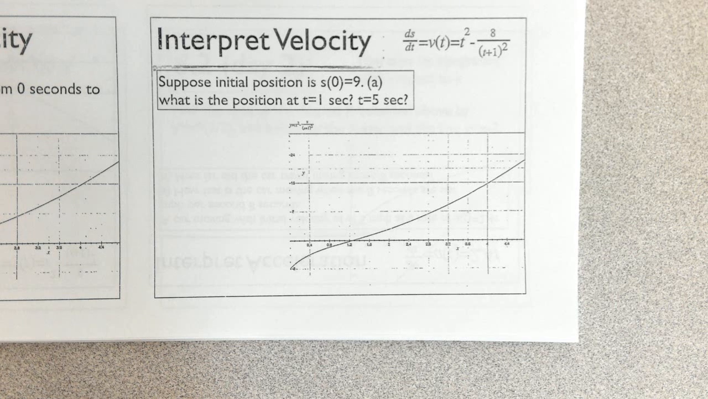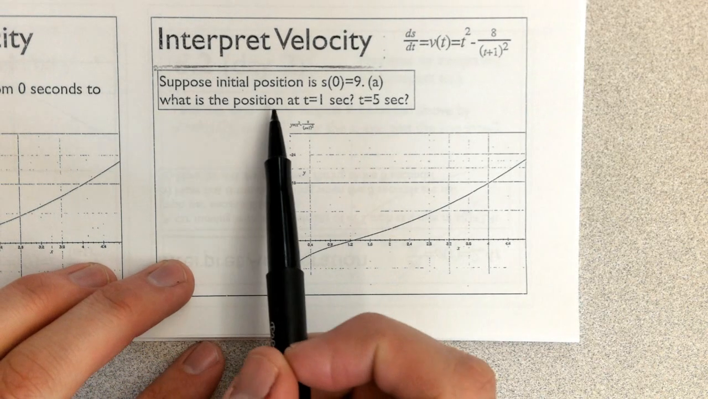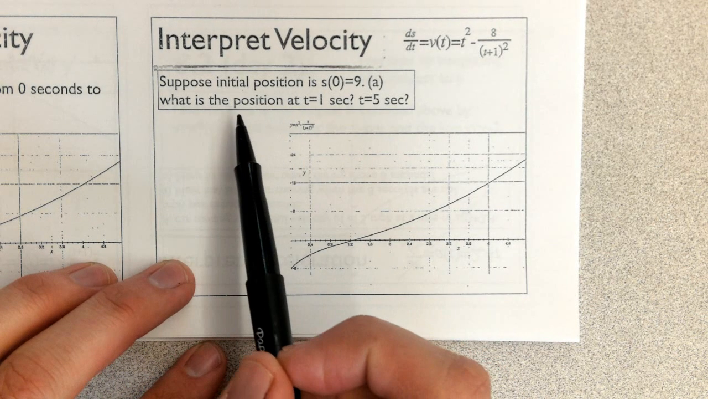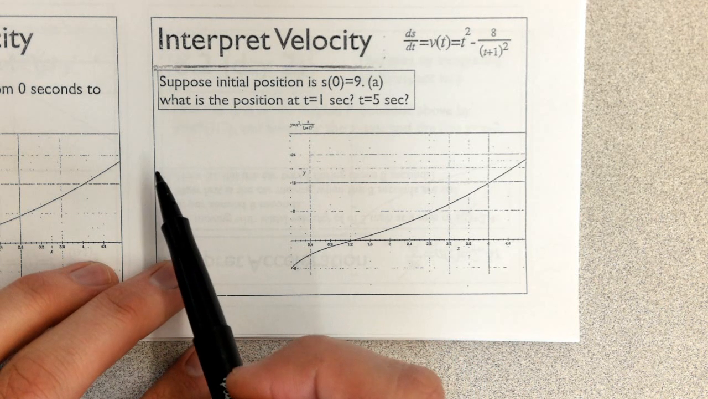Let's do another one. We're looking at the same function here, and we now have the initial position is s of 0 equals 9. So at time equals 0, the position is 9. We want to figure out what the position is at time t equals 1 second, and when t is equal to 5. And there's a couple ways that we can do this. I'm going to show you the method that is getting the position function and then figuring out what s of 1 is and s of 5 is.